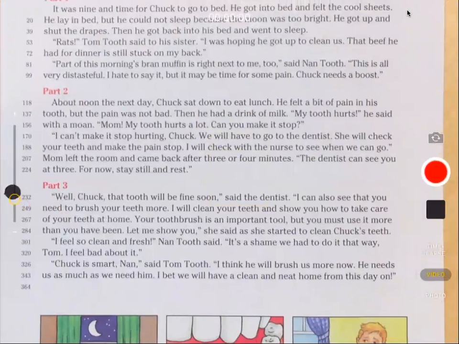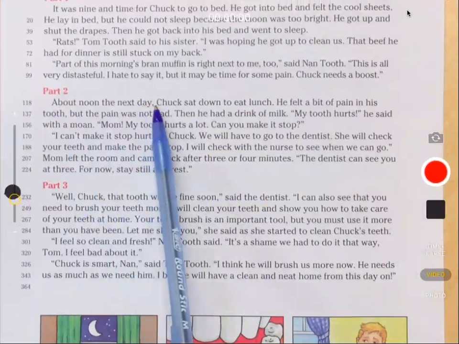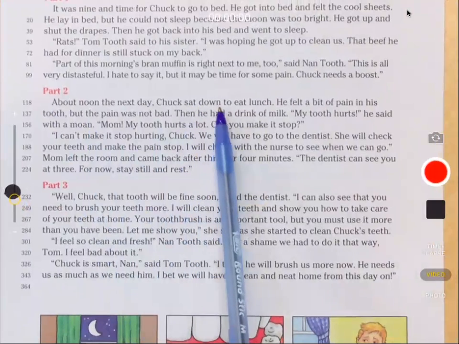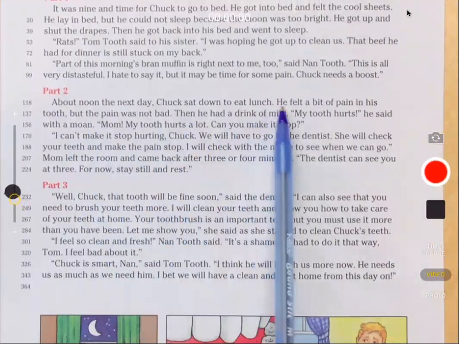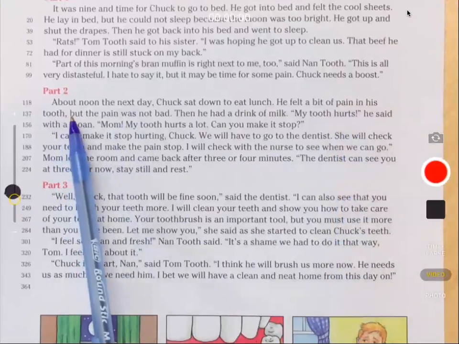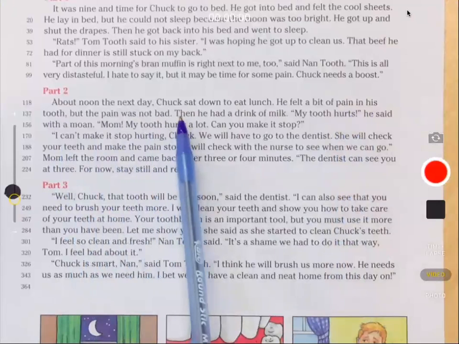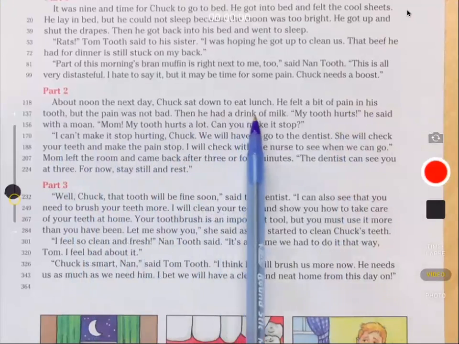Please read this part to yourself and then resume the video and you will hear me reading it aloud to you. Here we go. About noon the next day, Chuck sat down to eat lunch. He felt a bit of pain in his tooth, but the pain was not bad. Then he had a drink of milk.